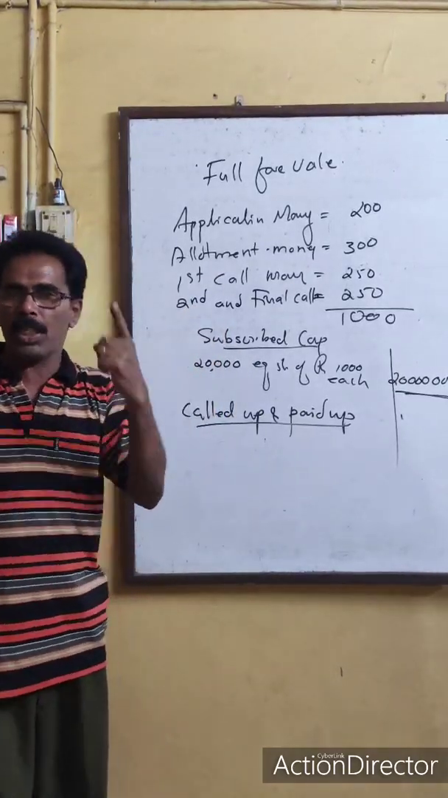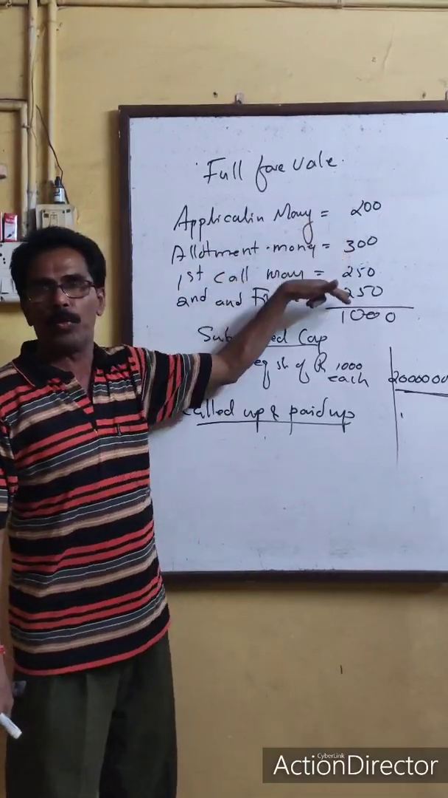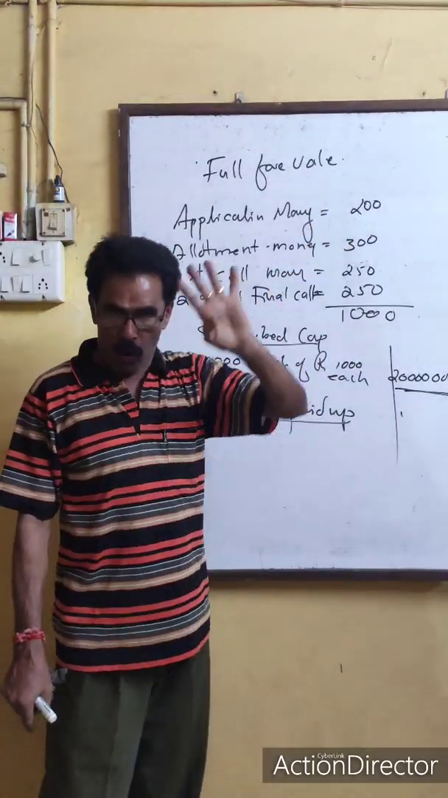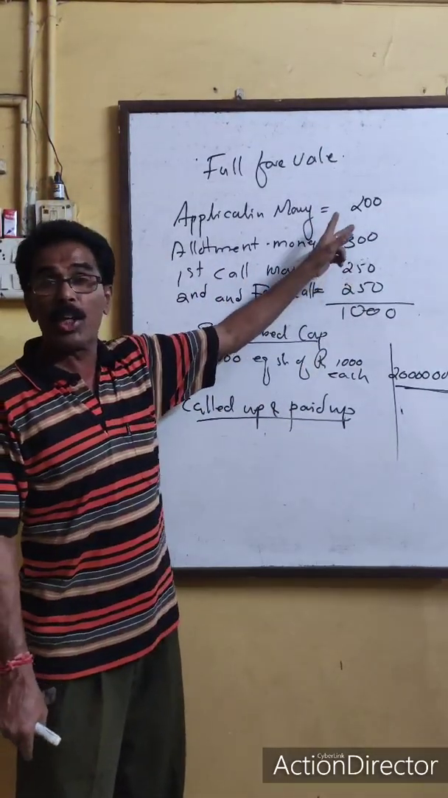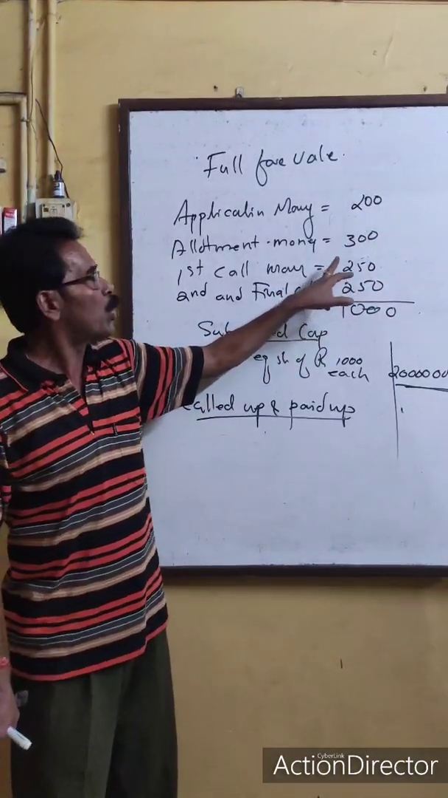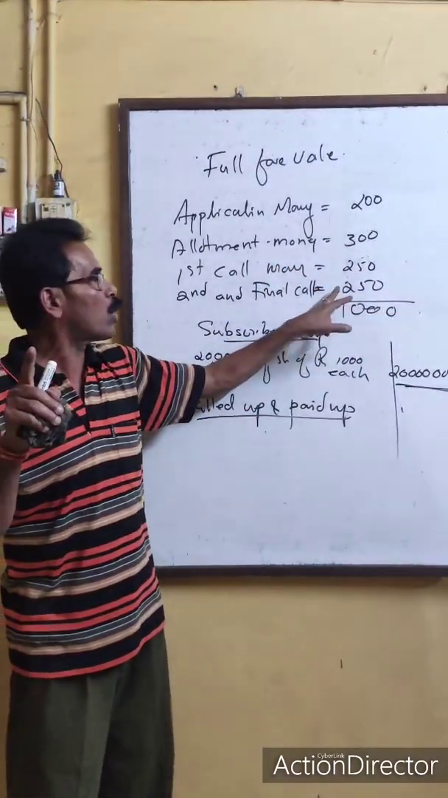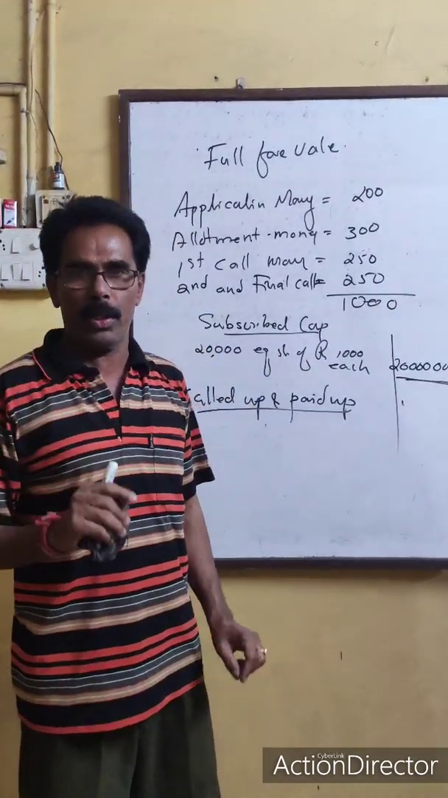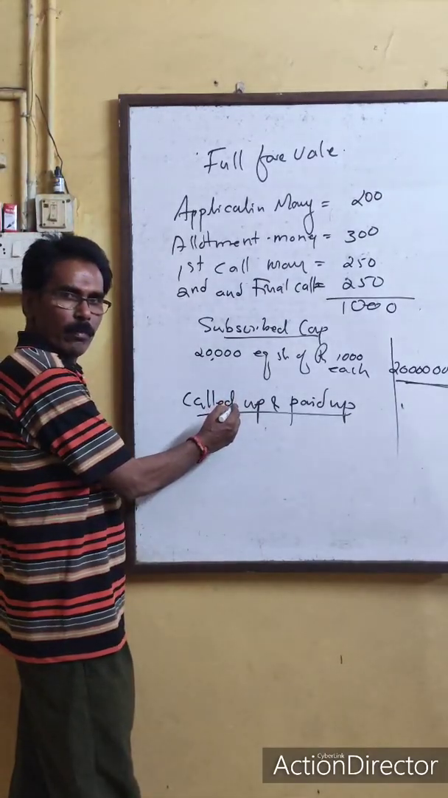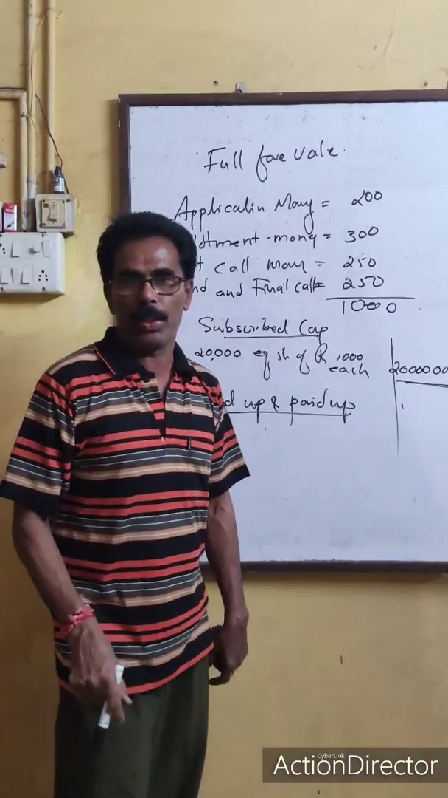So when you are purchasing one share, first of all you have to pay 200, then 300, then 250 and 250. And if you are purchasing two shares, then first of all you have to pay 200 into 2, 400 rupees. Then allotment money 300 into 2, 600 rupees because you are purchasing two shares. And first call money when it is demanded, 250 into 2, 500 rupees. And the second and final call on your two shares, 250 into 2, 500. In that way it can be collected. So that money is called up and paid up. Paid up means that which is actually paid by the shareholders.